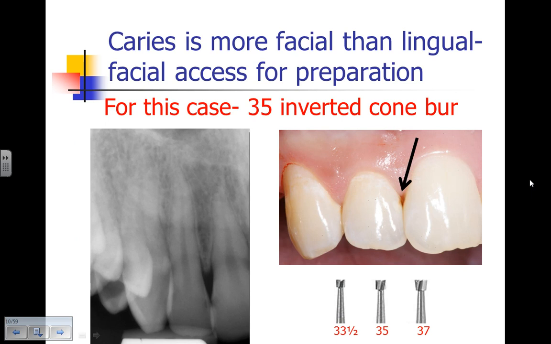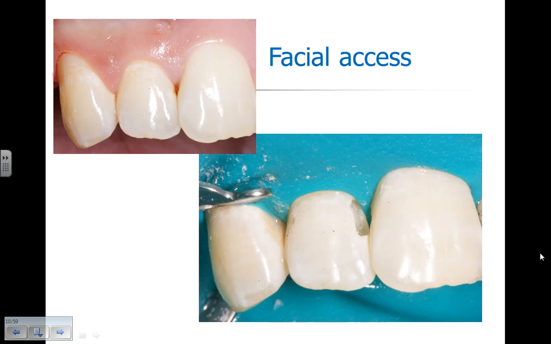If the caries is more facial than lingual, a facial access can be used for the preparation. For this case, a 35 inverted cone burr was used to prepare the facial. On the radiograph, we can see number 7 has caries that's extending to the DEJ. Using a 35 inverted cone burr, and we can see examples of the inverted cone burr in the lower right-hand side, we prepare the tooth.